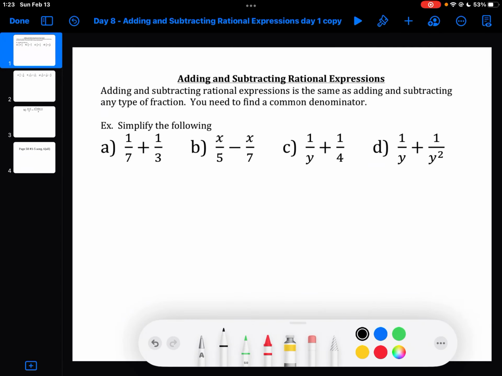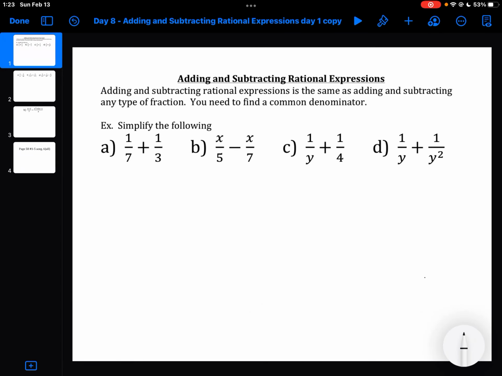This video goes over adding and subtracting rational expressions. Adding and subtracting rational expressions is the same as adding and subtracting any type of fraction. You just need to find a common denominator.